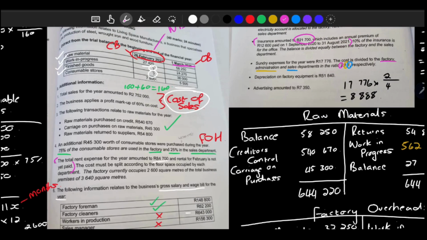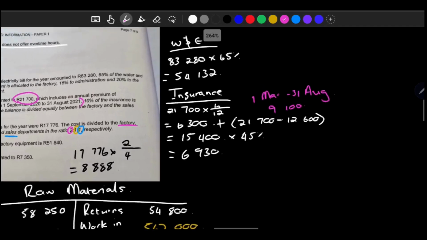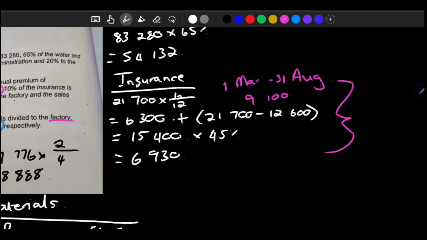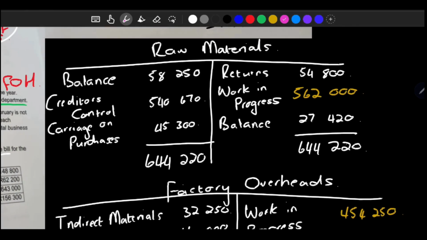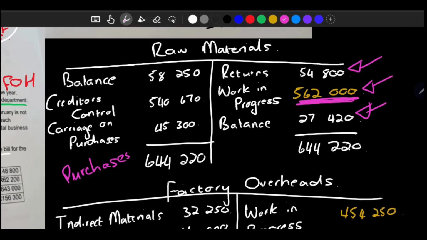You also have to understand principles and things that are done in the income statement in order for you to answer this question on insurance, whereby you have a prepaid expense but it does not fall in this financial year. You have to understand that to answer this question. And once you understand that, you also have to know that raw materials, any purchases are added on the debit side. Any returns are added on the credit side. Work in progress comes out of the credit side, and your ending balance is there. So you would not be able to find your balancing figure if you don't know this, right?